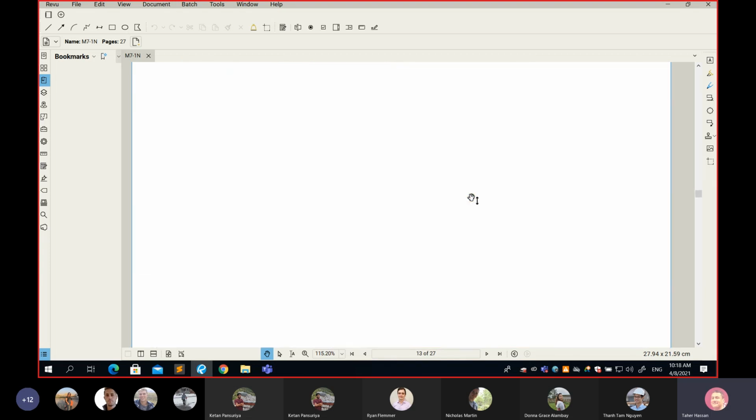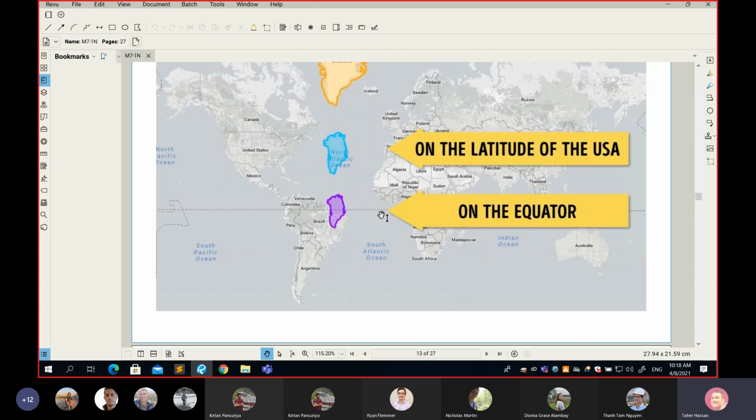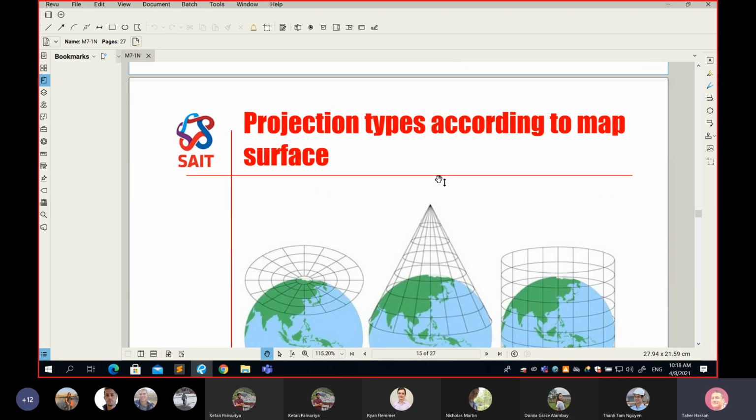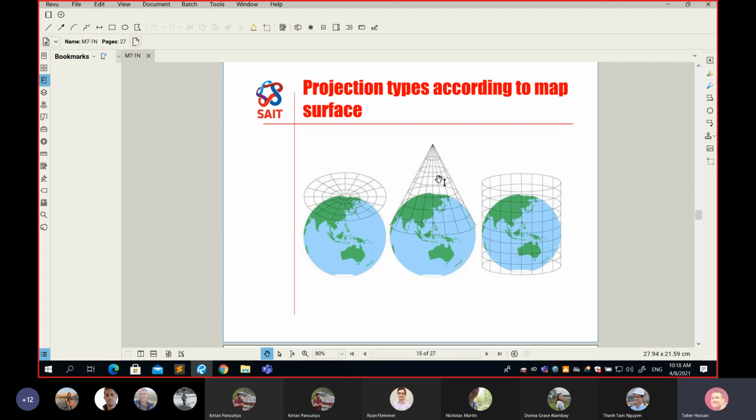Those are different kinds of maps, and we already know that whenever we move our area to different places on the map, my area will change because of distortion. Distortion will decrease somewhere and in some other places it will increase. Now, a major classification of map projection is that we can classify based on our map surface.